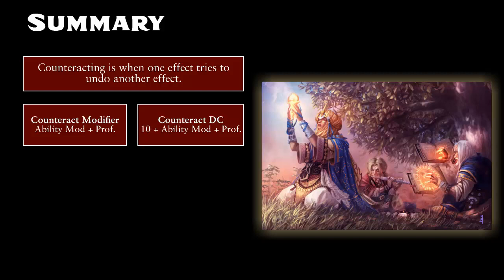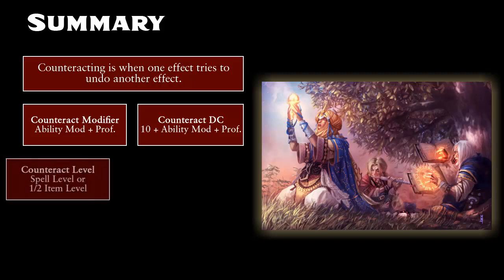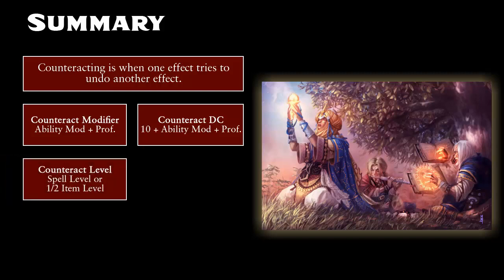You also need to know the counteract level of both the targeted effect and the character who is attempting to counteract that effect. Again, this is often provided by stat blocks, but if it is not, then there are a couple of ways to calculate it. First, if a spell is being used, its counteract level is equal to that spell's spell level. And if an item is being used, you can calculate its counteract level as 1/2 of its item level rounded up.